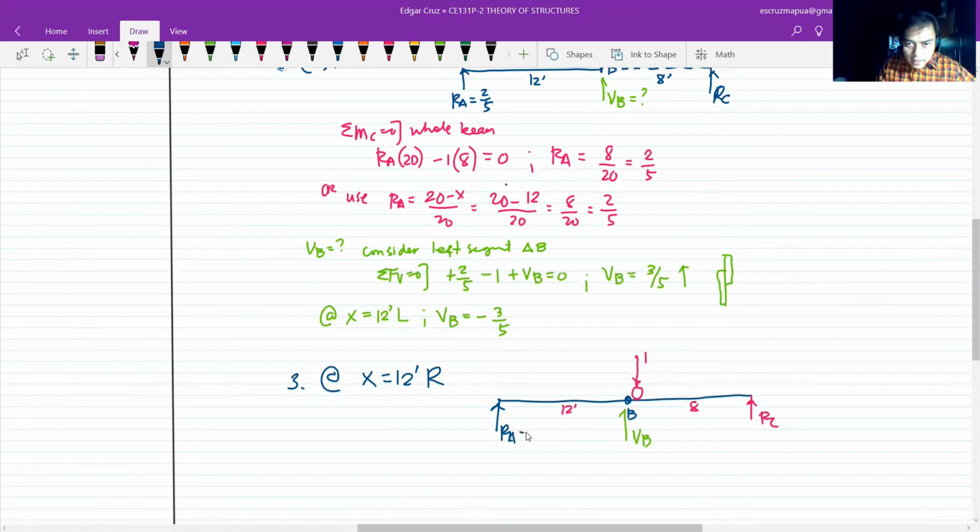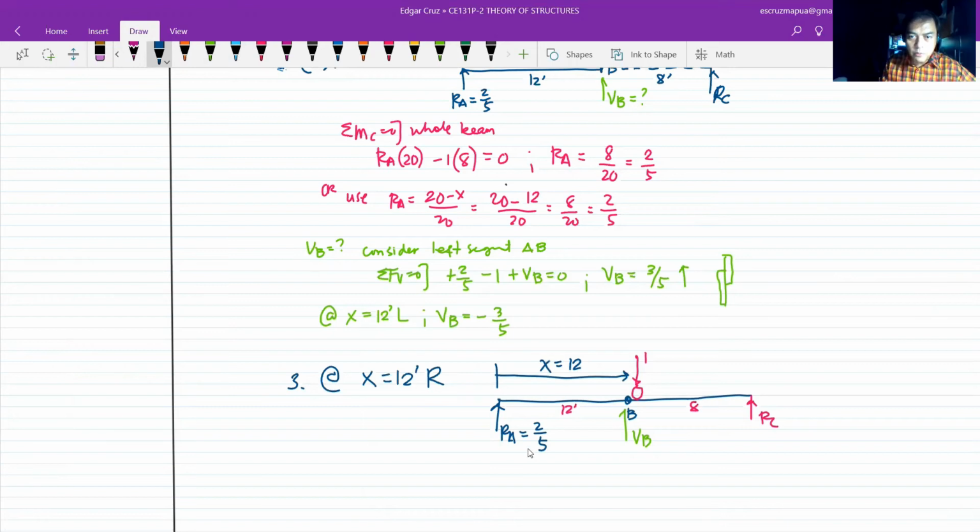Ang reaction sa A natin, when the unit load is at point B, would be the same, diba? 2/5 pa rin to. The same lang, kasi at X, this is at X equals 12. RA would be 2/5. Okay, so for 2/5. Now, so let us compute for the shear at point B. Okay, so considering the cut section, consider segment AB. Okay, so pag tinignan mo at consider mo lang yung segment AB, ano ang shear sa B?